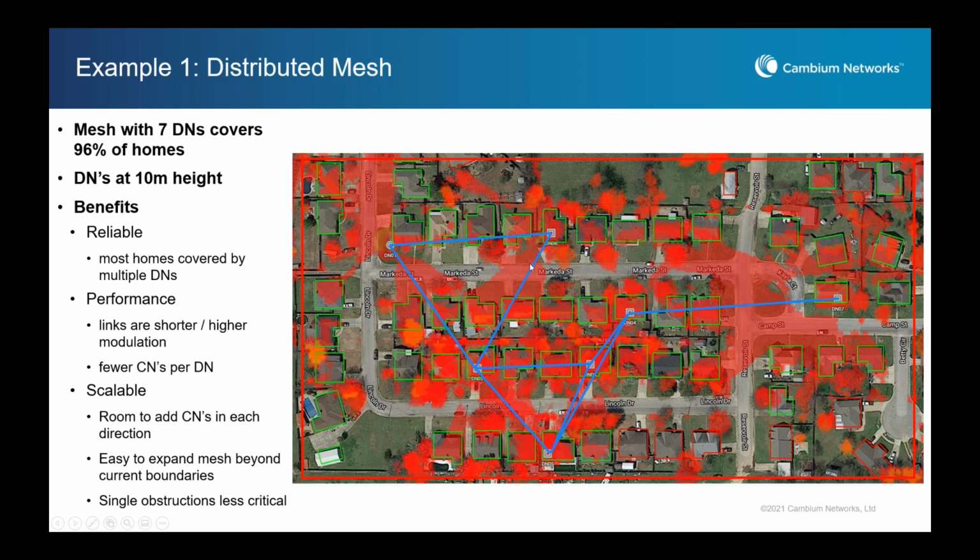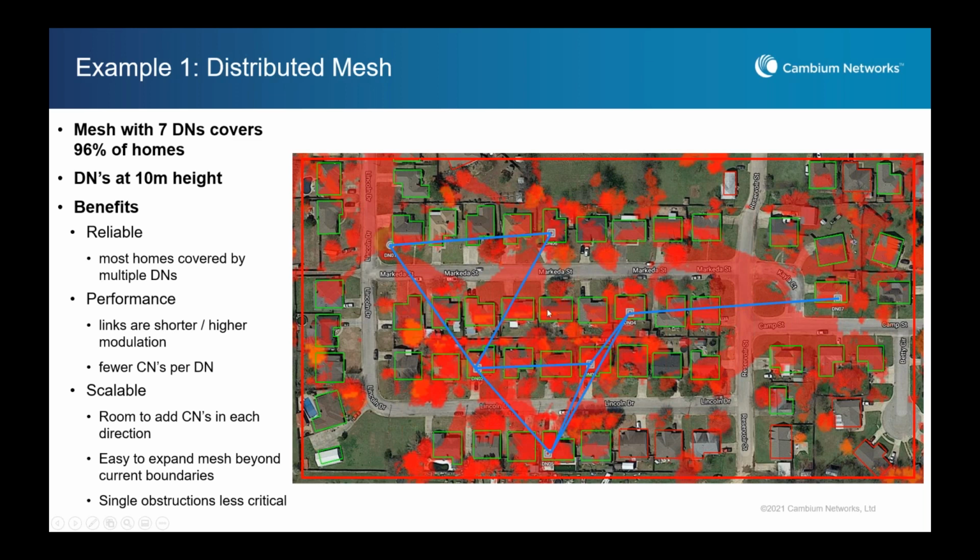And you have room to grow wherever the need comes from. So if you had to add some more customers up in this area, you would just add another DN up in this area, and you can start to extend that network into that area. And then again, single obstructions become less critical because you have multiple ways to reach a DN.